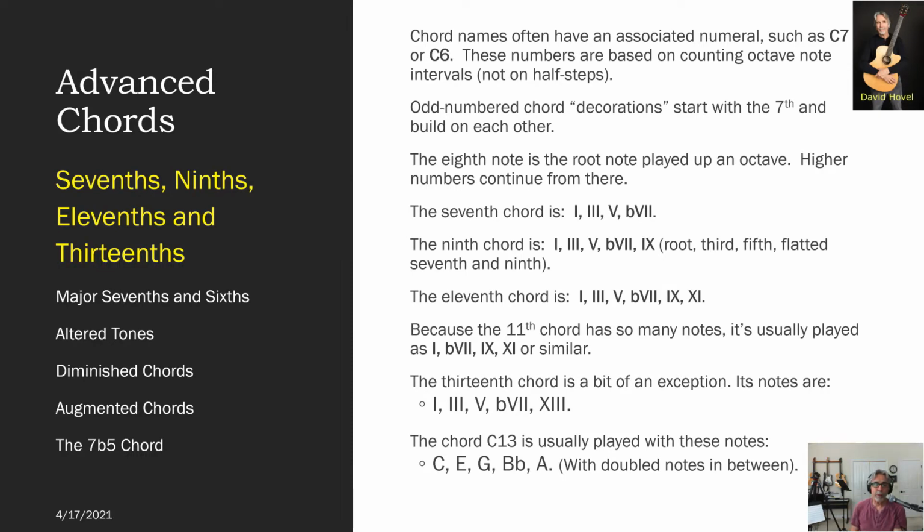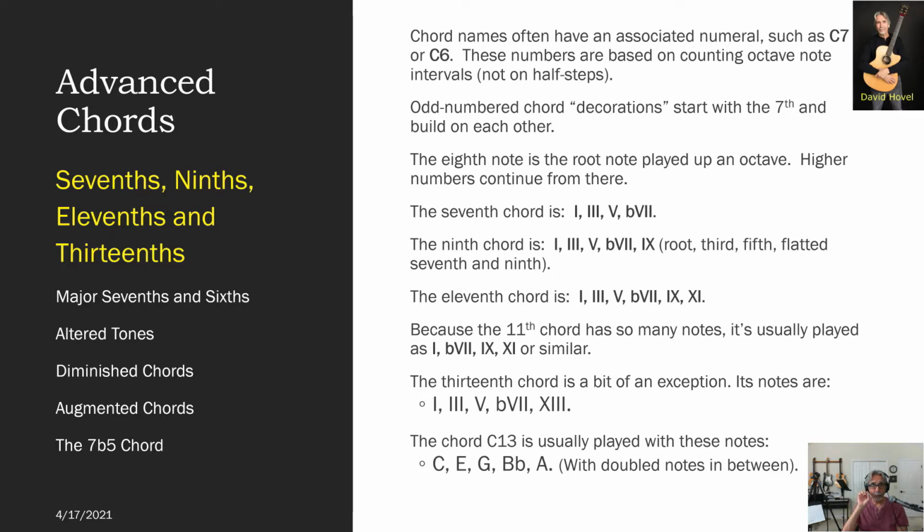Remember that when you have a number after a chord note name like C7 or C6, that number does not refer to the 12 notes of the total scale. It refers to the notes in the octave. So in this case, if I have C, D, E, F, G, A, B, C7 means I'm talking about something about the B. And as I said, if it just says C7 by itself, that means it's the flatted 7. The 6th means I'm talking about A.